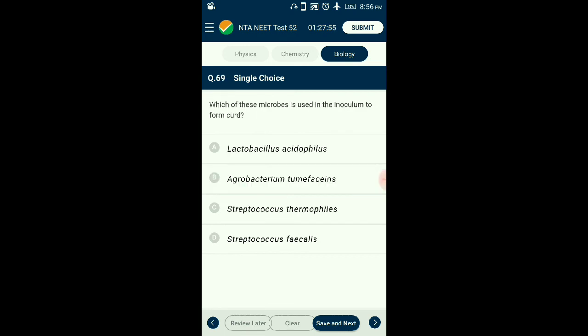Question number 69. Which of these microbes is used in the inoculum to form curd? Milk is converted into curd due to the growth of the microorganism Lactobacillus acidophilus, commonly called lactic acid bacteria. Acid is produced by it, leading to the coagulation and partial digestion of milk protein. A small amount of curd that is added to milk acts as a starter, as it contains millions of lactobacilli, multiplication of which converts milk into curd. It also increases vitamin B12, hence enhancing the nutritional quality of milk. And so the answer for this question is option A, Lactobacillus acidophilus.